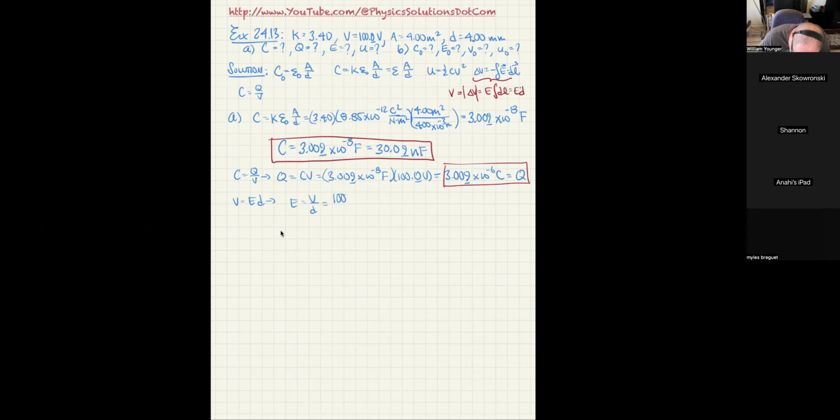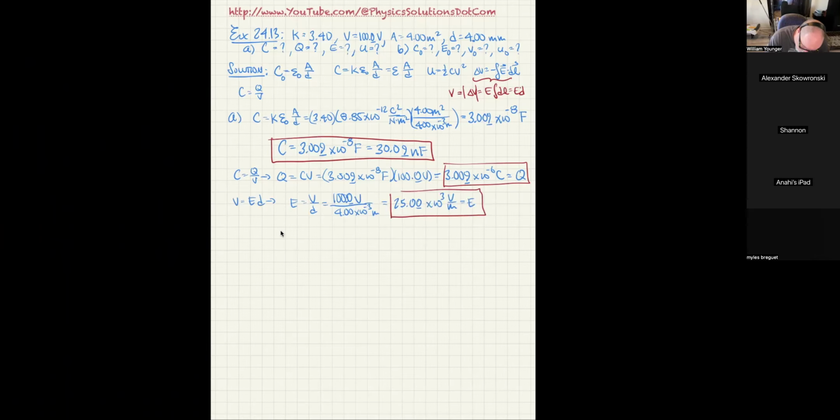So V equals ED implies that E is equal to V over D. Well, V is 100.0 volts divided by 4.00 times 10 to the negative third meters. And of course, 100 divided by 4 gives me 25, but then I'm going to multiply that by 1,000. So this is going to be 25.00 times 10 to the third volts per meter, which is equal to the electric field. You could also call that 25 kilovolts per meter. That would be acceptable as well, and I think that's the way your book ended up doing it. Yeah, they said 25 kilovolts per meter.